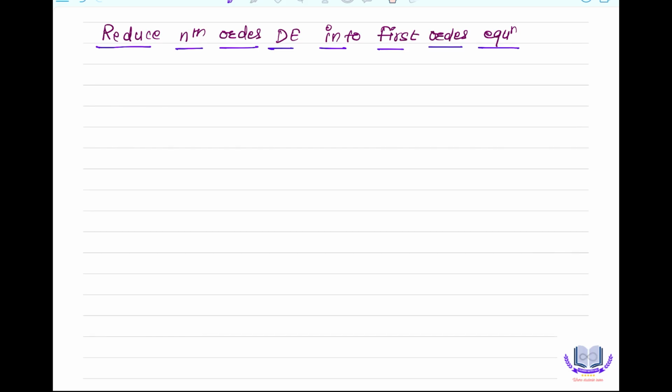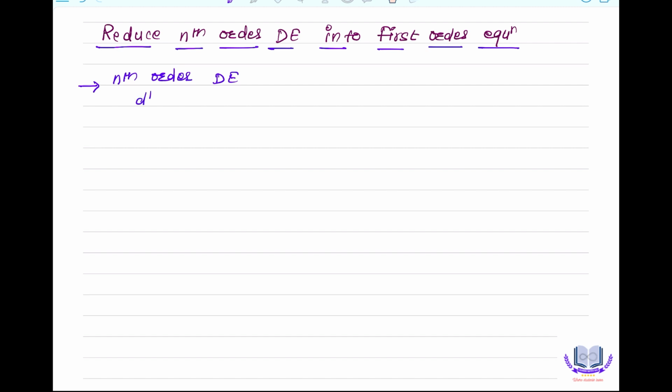Welcome everyone. Today we are going to discuss how to reduce nth order differential equation into first order differential equation. So first of all we will understand what is nth order differential equation.